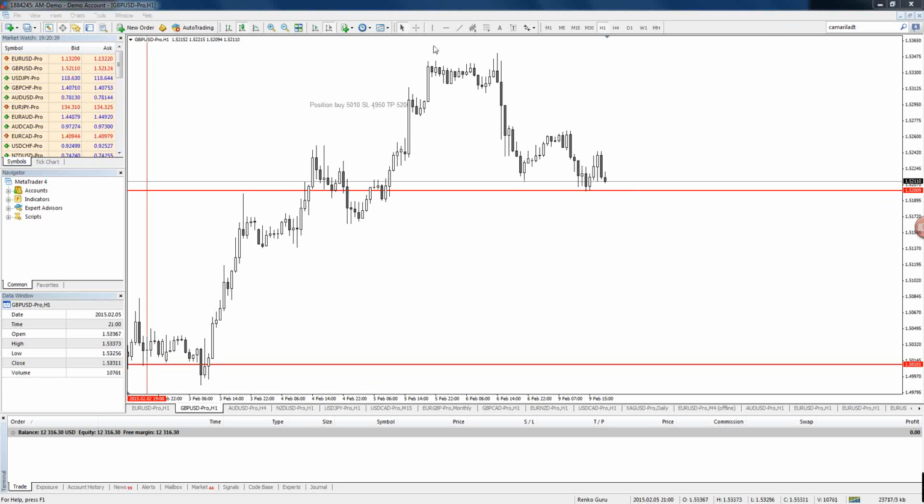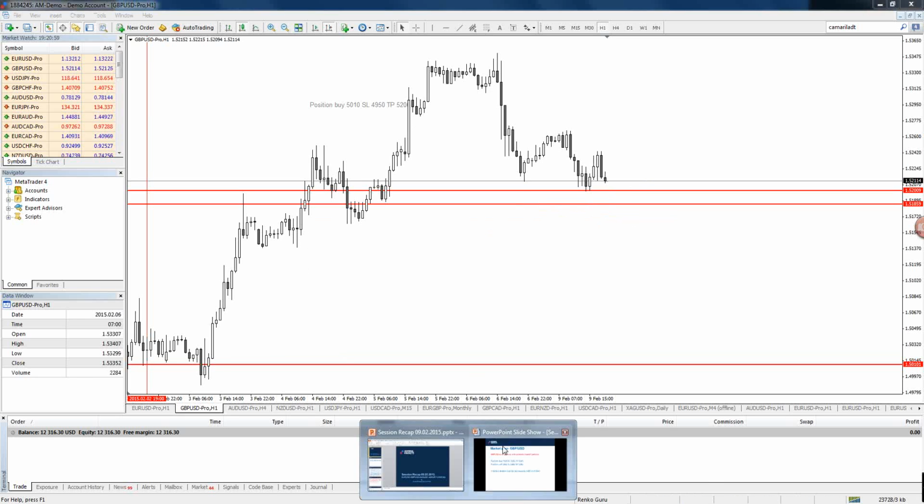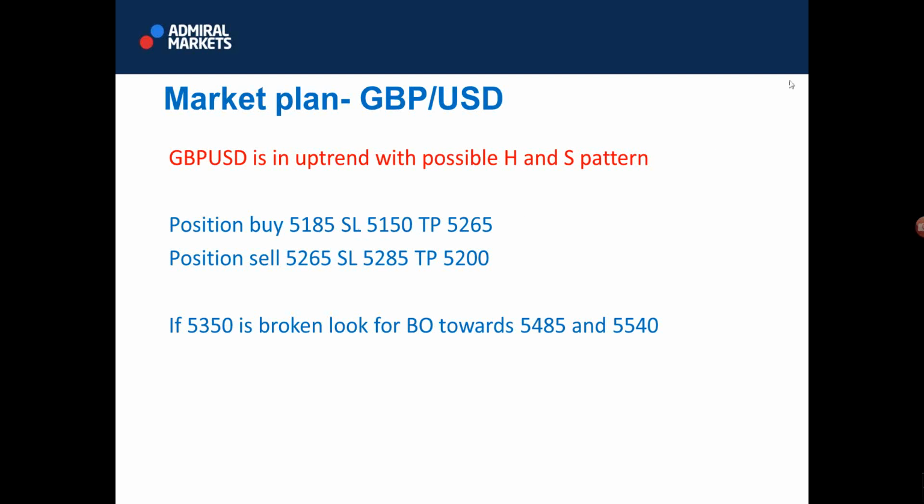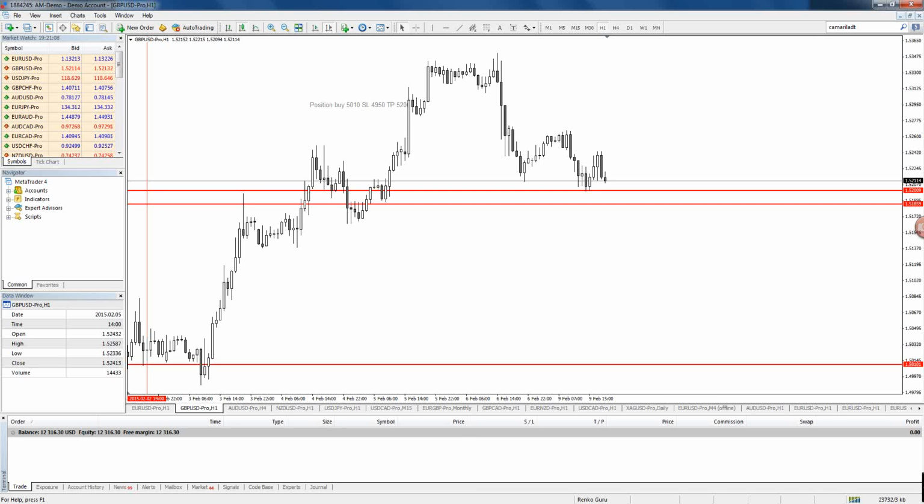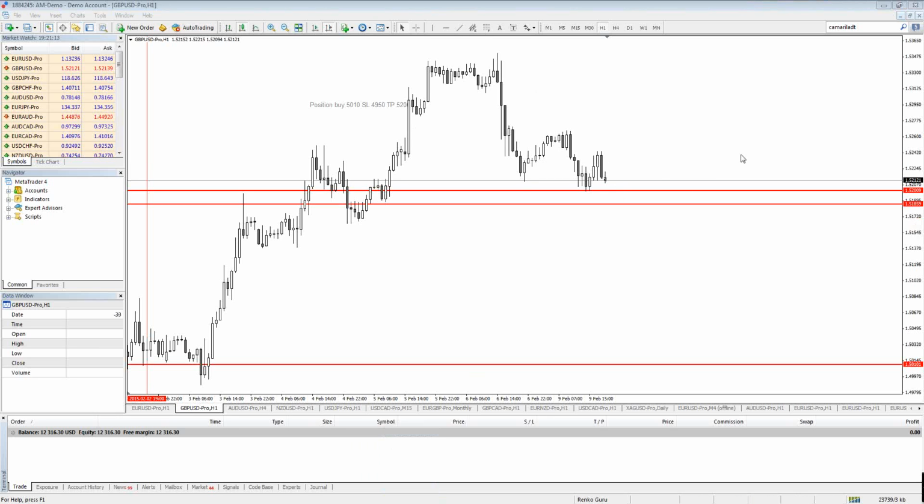So 51.85, I will mark the level for you, because if it breaks through this level, it has the possibility to proceed more to the downside, but still this is the level which it can be bought into, and it will make a trend line here if it hits this level. Okay, 51.85, tight stop loss 51.50, 52.65, or sell 52.65, 52.85, 52.00. So whichever level hits first, we can also sell it.